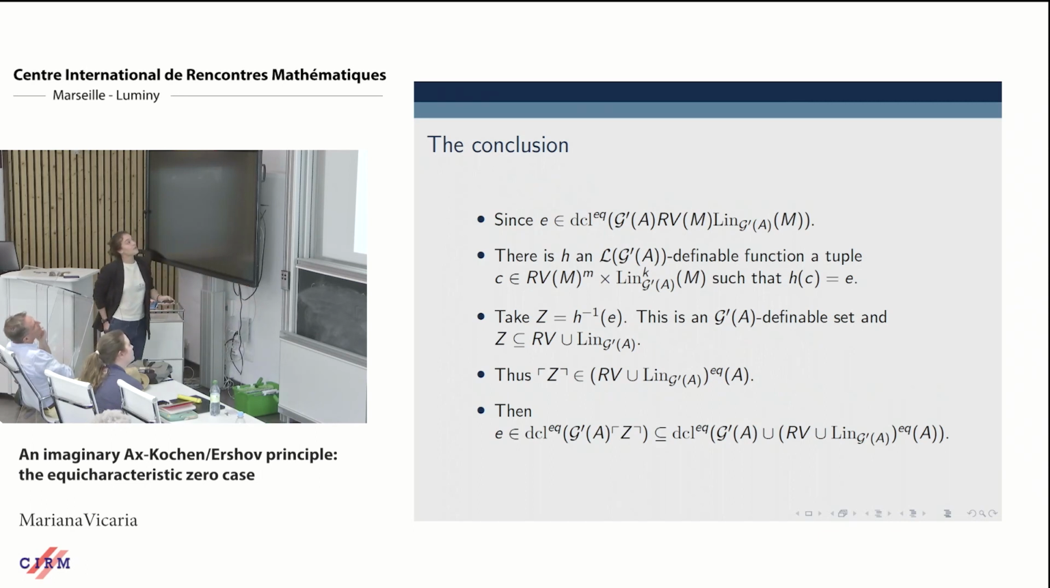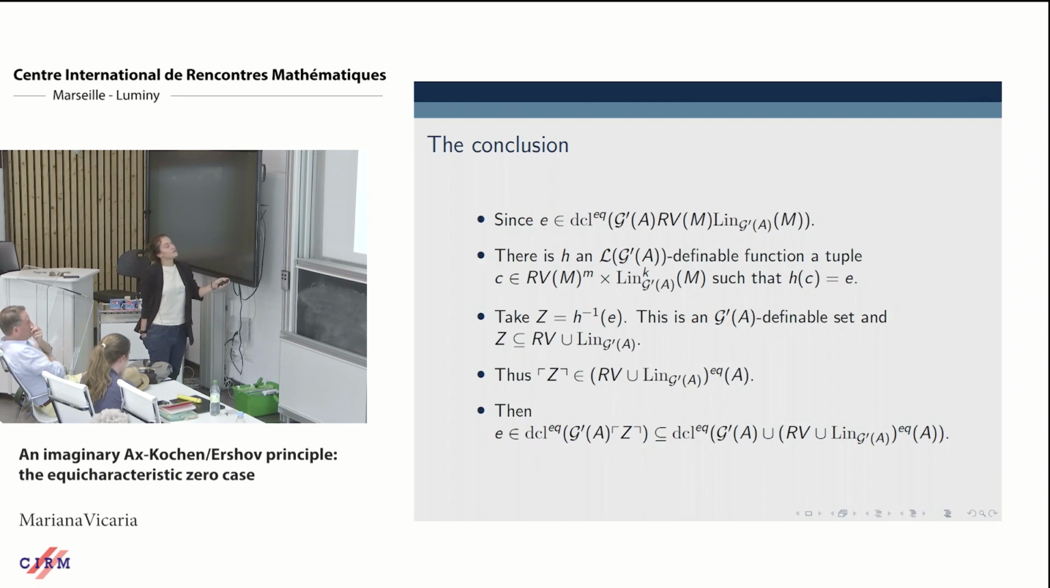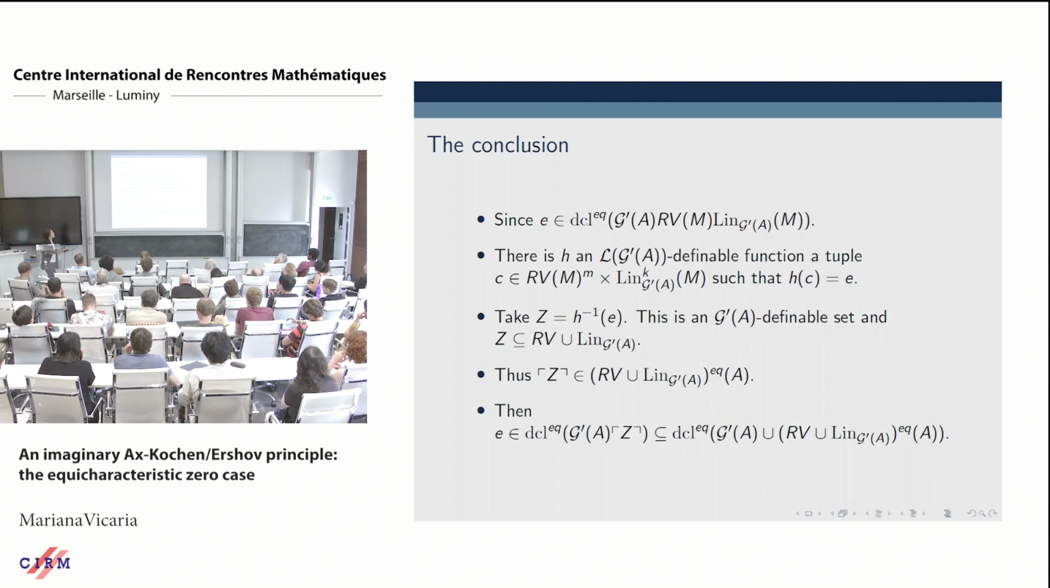And now you have that this imaginary is in the definable closure of all this set, right? So what does that mean? In particular, you have that there is a definable function over the trace of the stabilizer sorts and gamma IQ of A. And you have some tuple that lies over RV M and the linear part of G prime of A, such that that imaginary is equal to H of C.